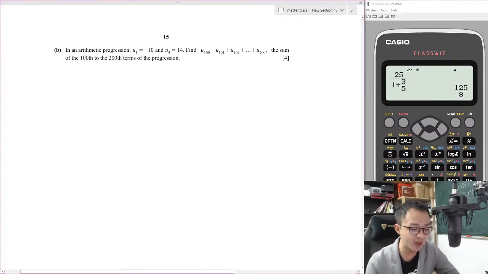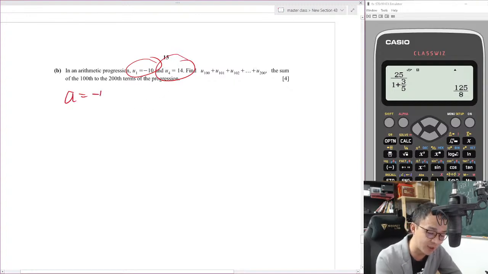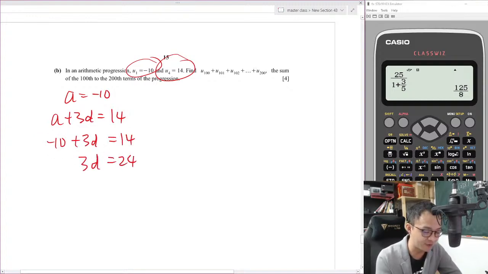Alright, so in the arithmetic progression, u1 equals -10, u4 equals 14. Find the sum of the terms from 100 to 200. I will use this to find my a and d first. So a equals -10. u4 is a plus 3d equals 14, so -10 plus 3d equals 14, 3d equals 24, d equals 8. So right now I have a and d.